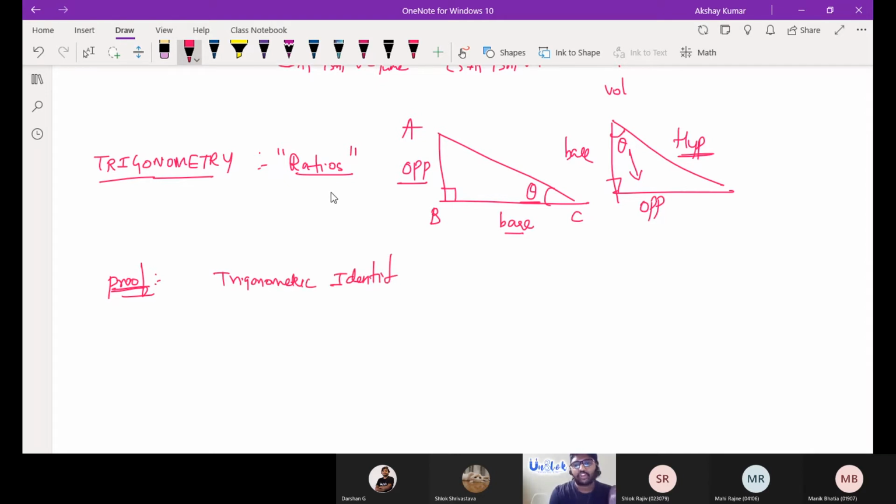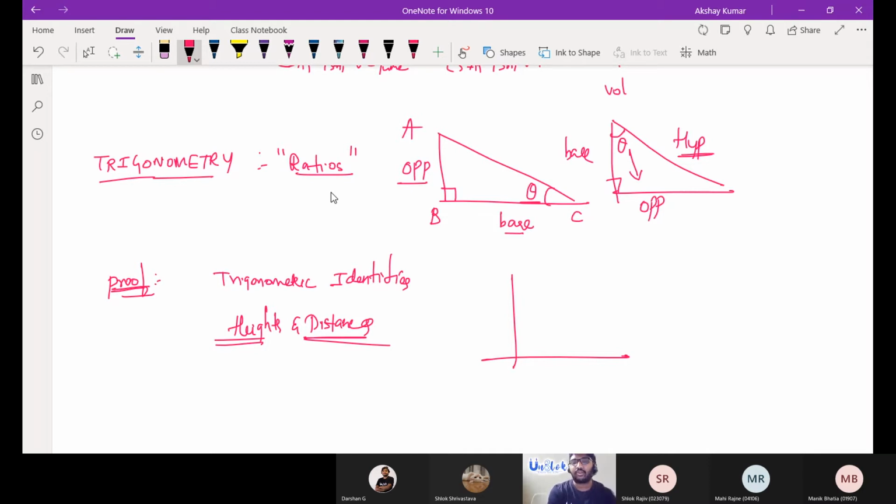And the major application of trigonometry, we will be dealing with heights and distances. That is, how do we find the height of a building? We can't keep a tape and measure the height of the building. If the person is somewhere here and we know the angle of elevation, we can actually tell the height of the building. To do such measurements, trigonometry is very helpful.